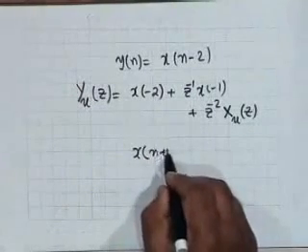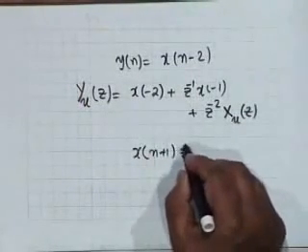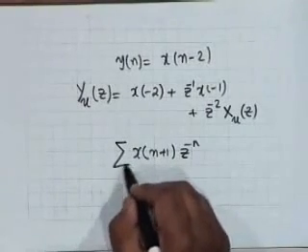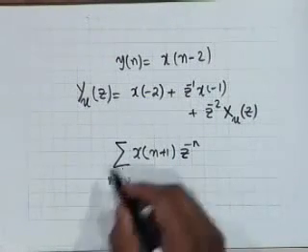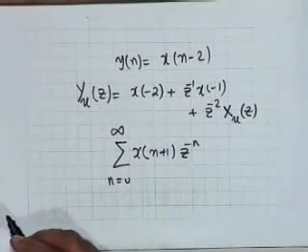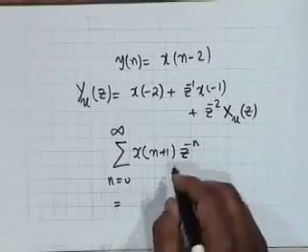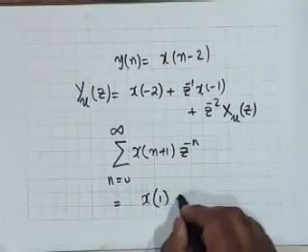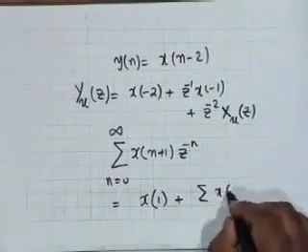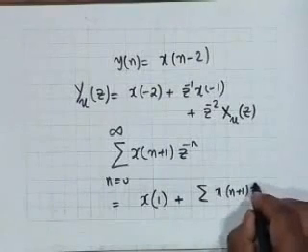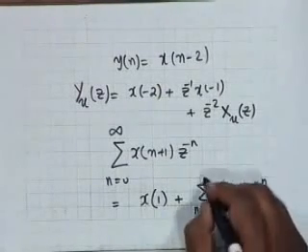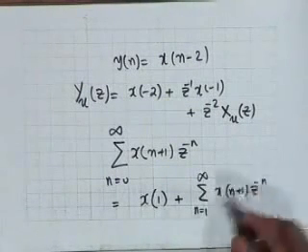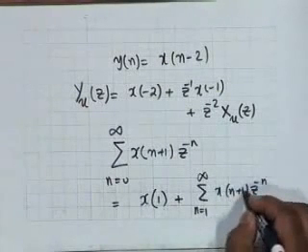We have already done this. X of n plus 1, z to the minus n, summation n equals 0 to infinity. This I can write as x of 1 plus summation x of n plus 1 z to the minus n, n equal to 1 to infinity. And we do the same trick: n plus 1 equal to r.